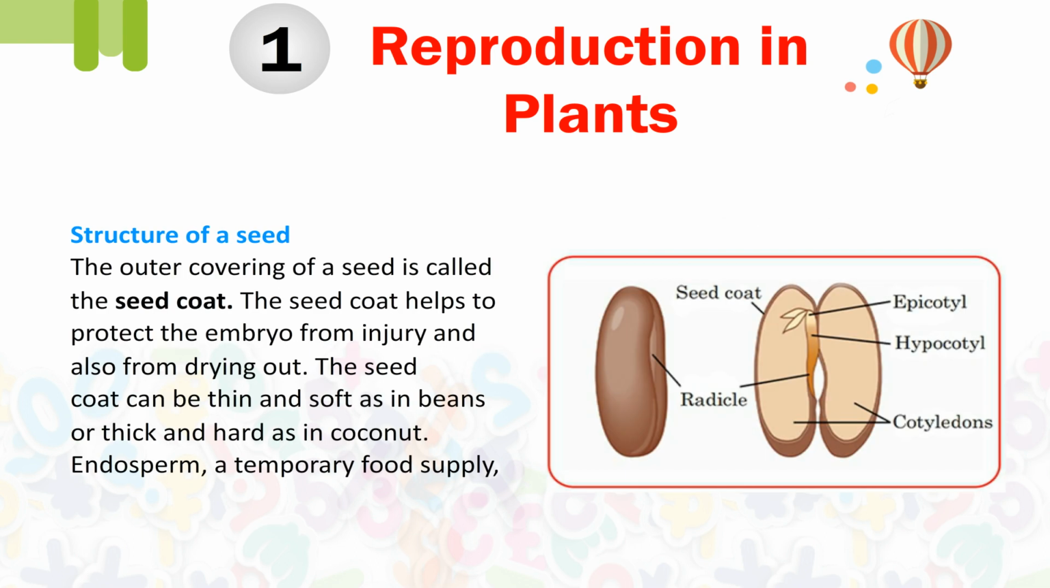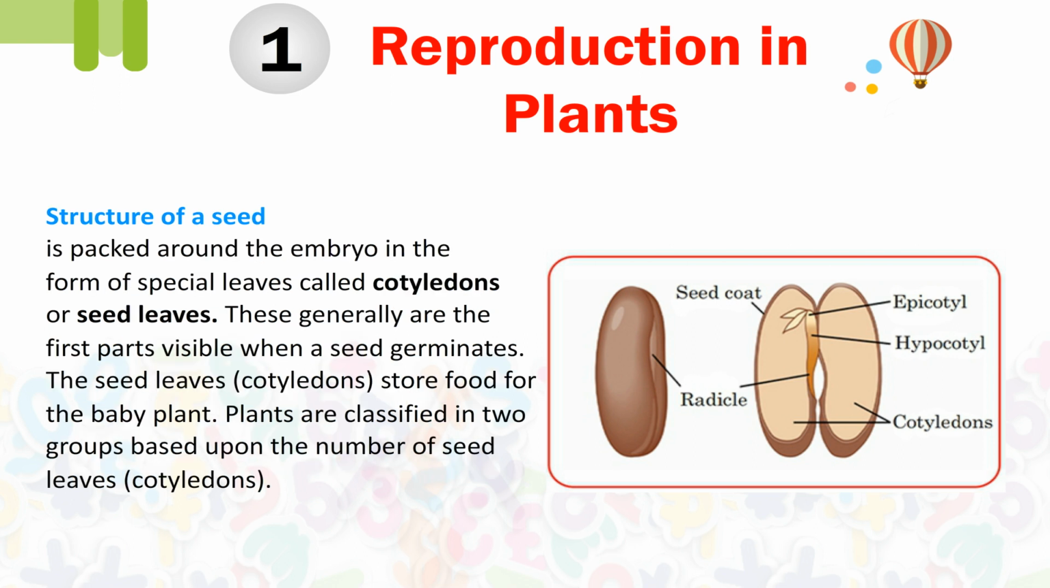Structure of a seed. The outer covering of a seed is called the seed coat. The seed coat helps to protect the embryo from injury and also from drying out. The seed coat can be thin and soft as in beans or thick and hard as in coconut. Endosperm, a temporary food supply, is packed around the embryo in the form of special leaves called cotyledons or seed leaves. These generally are the first parts visible when a seed germinates. The seed leaves, cotyledons, store food for the baby plant.